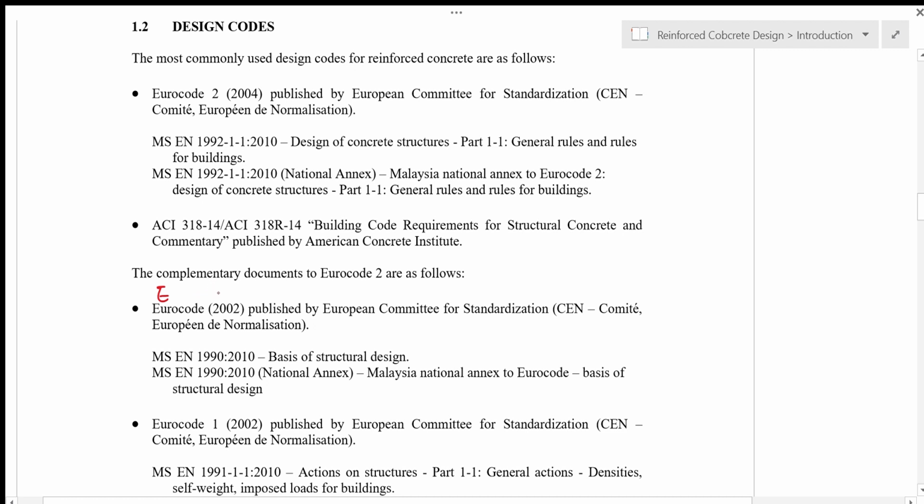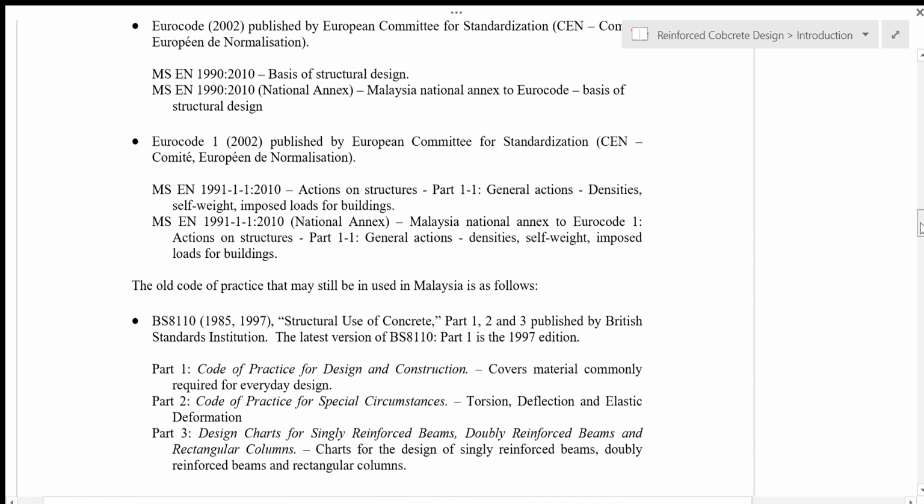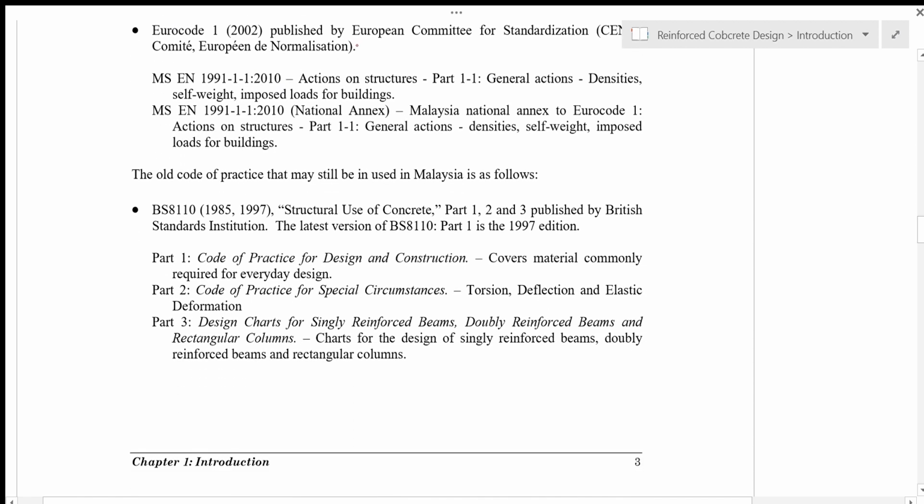sometimes referred to as Eurocode 0 as well. So either we call it Eurocode or Eurocode 0, and this is also published by the European Committee for Standardization. This document is called MS EN 1990-2010. This is the basis of structural design, and accompanying this document we have the national annex for Malaysia as well.